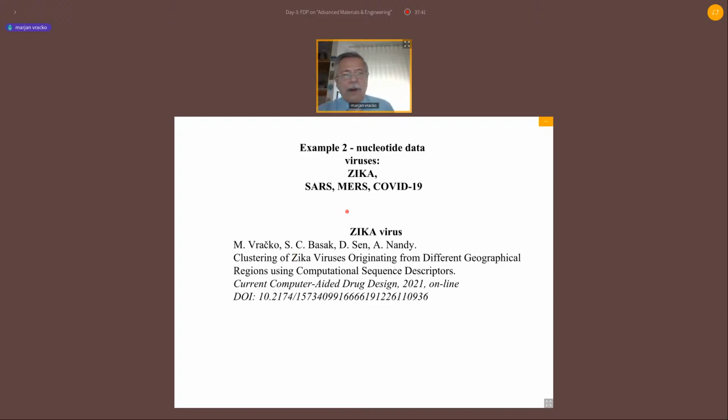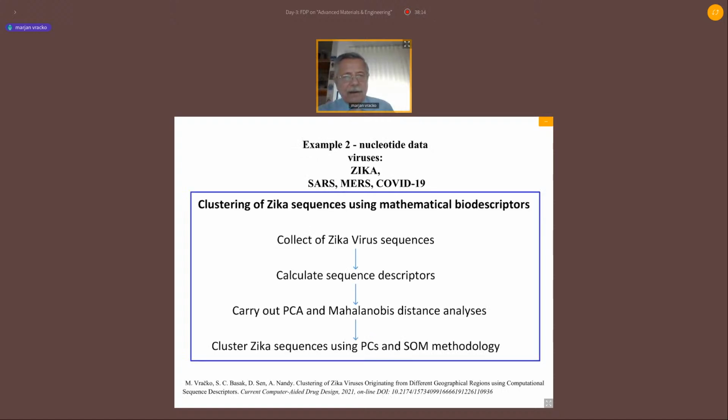Let me now go to the second example. This is the nucleotide data of viruses. We studied Zika virus until now, and of course, more recently, SARS, MERS, and COVID-19 viruses. This is the paper about Zika virus, which is already online in Computer-Aided Drug Design. Here is how our working scheme works.